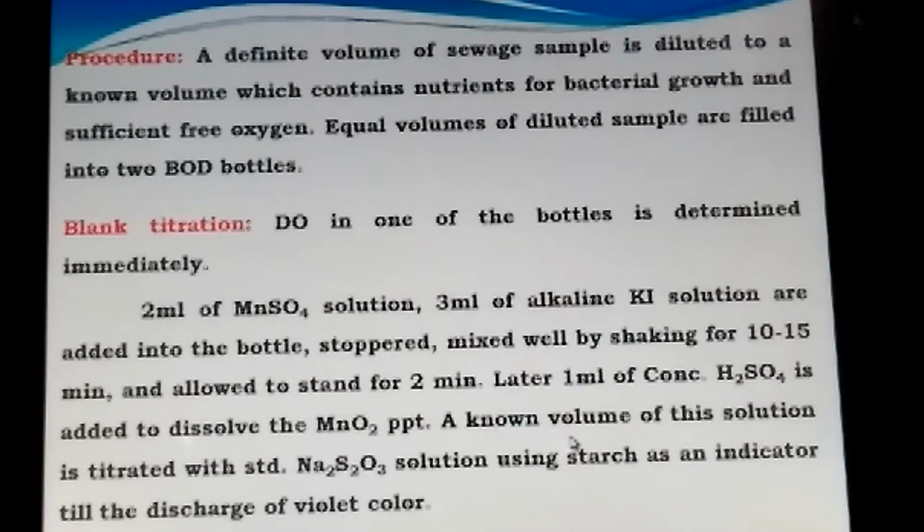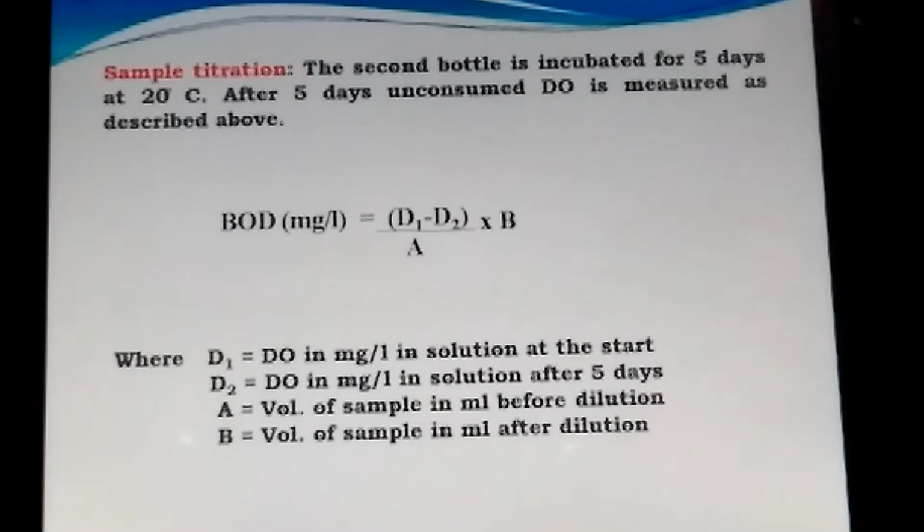And later, a known volume of this solution is titrated against standard sodium thiosulfate solution using starch as an indicator till the discharge of the violet color. The second sample, which was kept for 5 days at 20 degrees centigrade, is to be taken out, and the same procedure is carried out as in the blank titration.